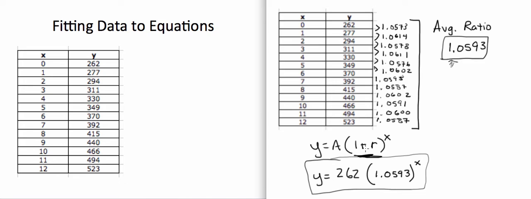Now they give us this 1 plus and 1 minus. How we can write that as well is y equals 262 times 1 plus 0.0593, raised to the x power. So we can break up the 1.0593 into 1 plus 0.0593. This would basically be saying it's going up by 5.93% each time, if we remember back to our percent increase and percent decrease problems. So, that's what we have.